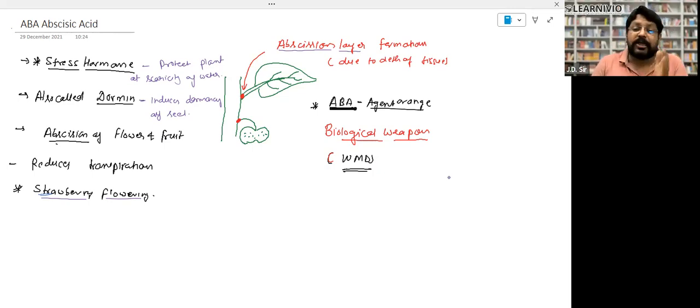Abscission layer formation takes place because of ABA, abscisic acid. That's why at the time of defoliation and fruit shedding, the abscission layer is formed because of the increase of abscisic acid. If you spray abscisic acid on any tree, all the leaves will fall within a few hours. Is that clear? Tell me, Rabia and Aisha both.